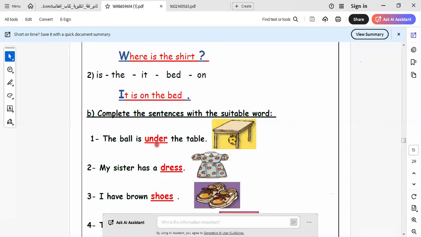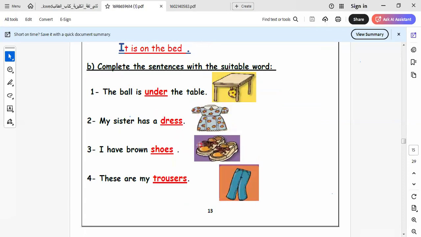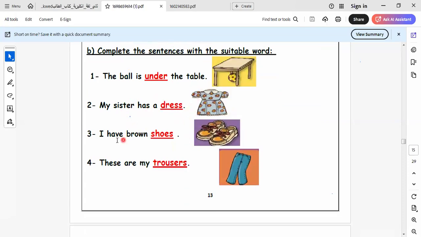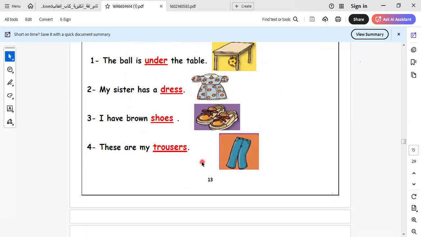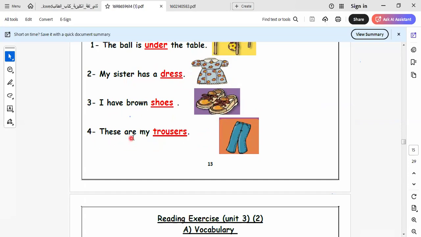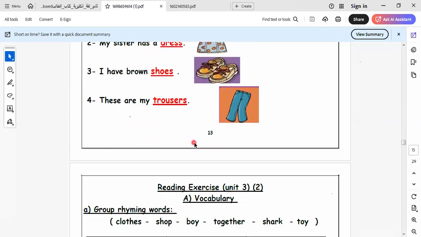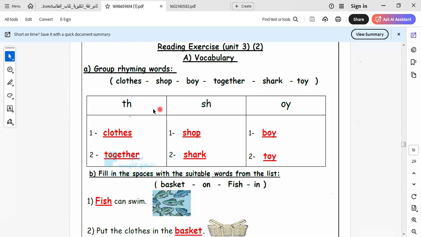Here we say, the ball is under the table. This is a dress. My sister has a dress. I have brown shoes. These are my trousers. Here is the pronunciation of TH: clothes and together. Pronunciation of SH: shop and shark.